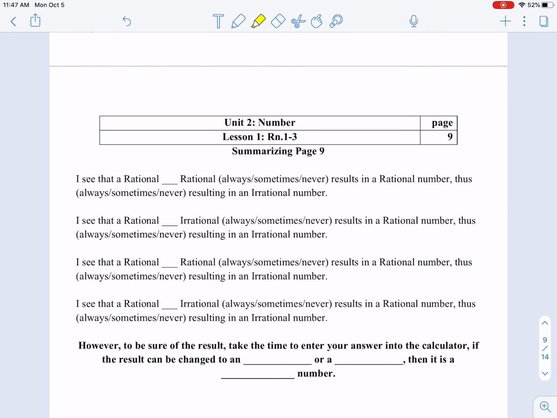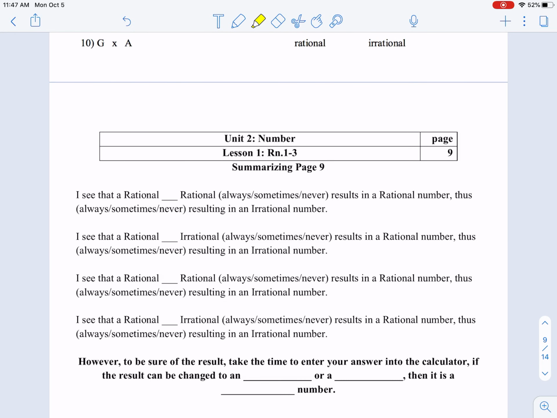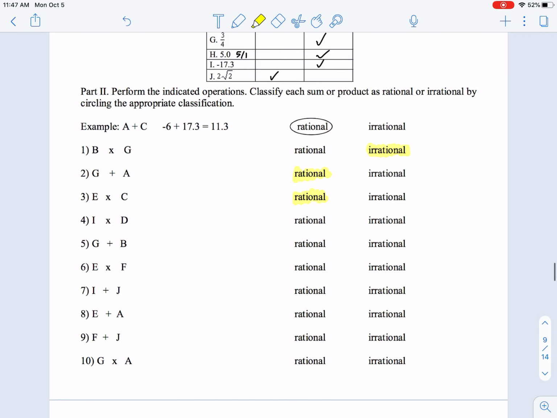And to explain that a little bit further, in this we have multiplication and addition. So rational plus rational, rational plus irrational, rational times irrational, and irrational times irrational. Is it always, sometimes, or never? And then again, you'll just highlight what your results were up here.